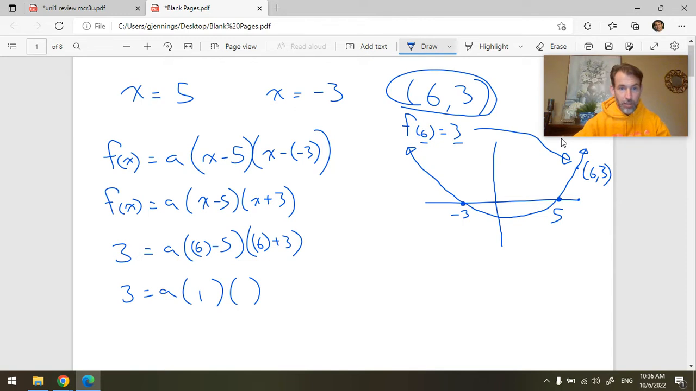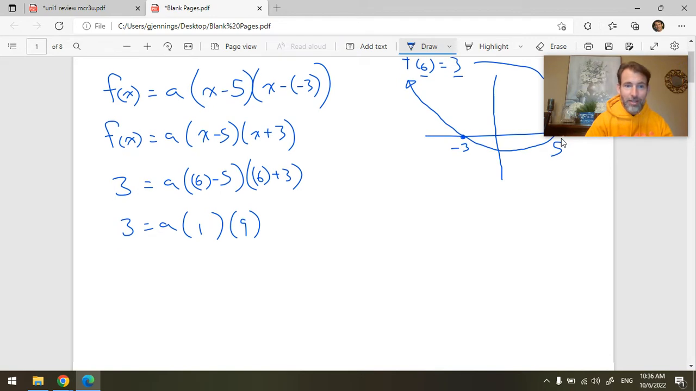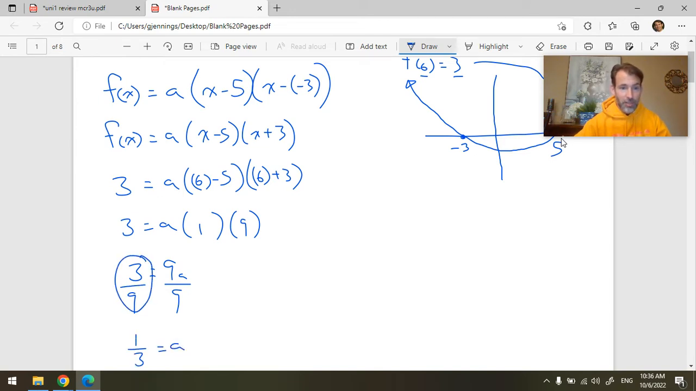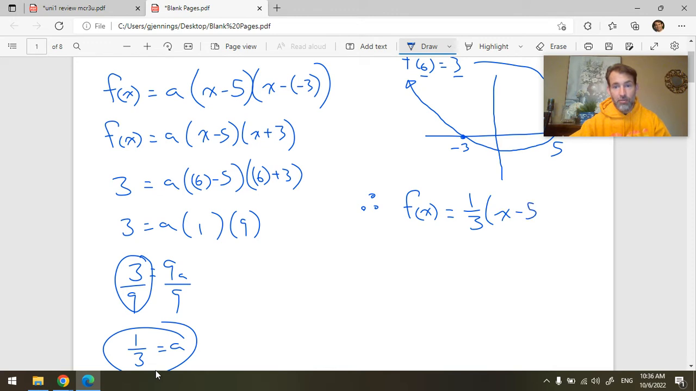6 minus 5, 1. 6 plus 3, 9. Cool. Okay, so 3 is equal to 9a. This is 9 times 1 times a, so that's 9a. Divide both sides by 9. 1 over 3 is equal to a, because 3 over 9 is the same thing as 1 over 3. There, that was the only piece of missing information. Therefore, f of x, this function, is equal to 1/3 x minus 5 times x plus 3.